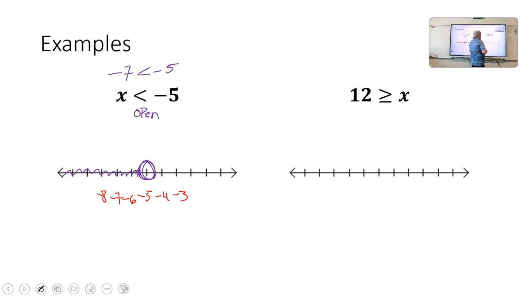Okay, this one we have a little different. We put it with the variable on the right-hand side. Okay, so let's see. Let's put a 12, 13, 14, and 11, 10, 9. So our boundary number is 12. Is it open or is it closed? It is closed because we have an or equal to sign on there. So we're going to fill this in.